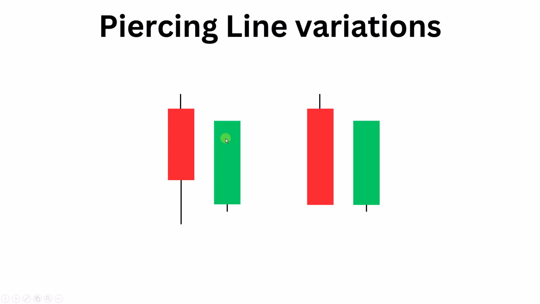piercing line variation. Next, here we have a red candle and we have a green candle. Here the green candle did not open below the low of the red candle, but it closed above the midpoint of the body of the red candle. So this is considered to be a valid piercing line pattern. So we can accept these two as piercing line patterns.